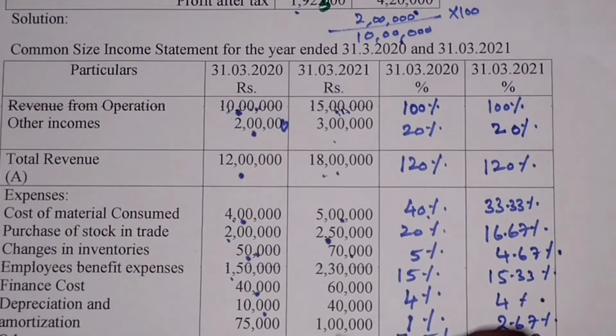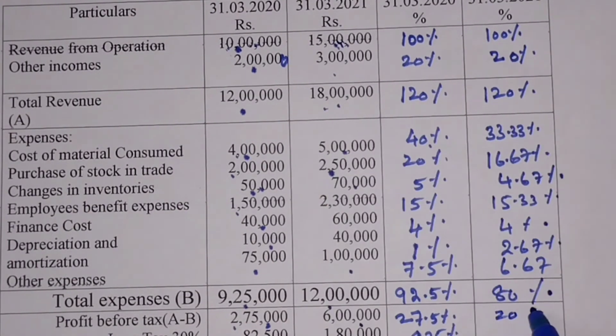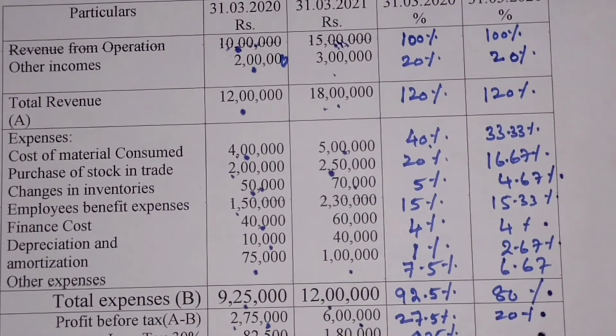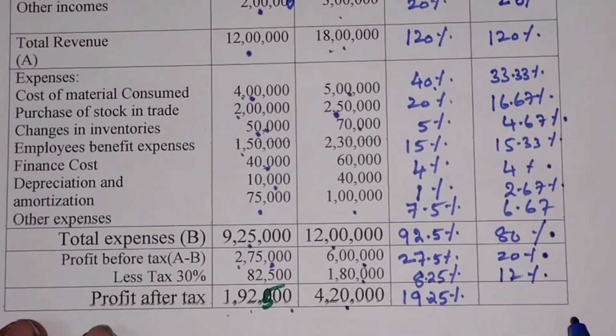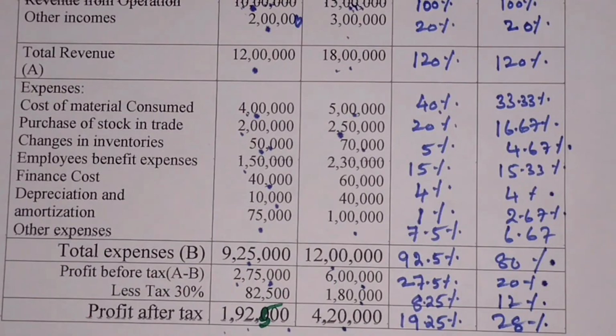Total, it is 12 lakh divided by 15 lakhs, it is 80%. And 6 lakh divided by 15 lakh is 20%. 1,80,000 divided by 15 lakhs is 12%. At last, when we compare 4,20,000, we get 28%. That's it about common size income statement.